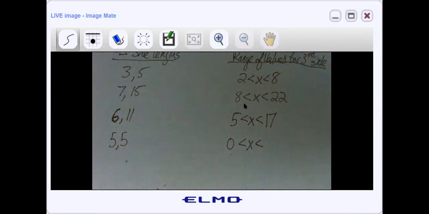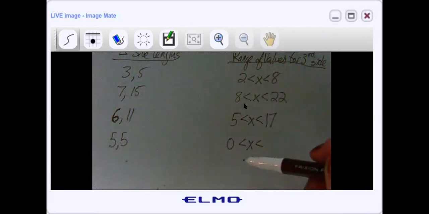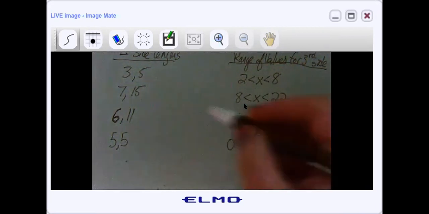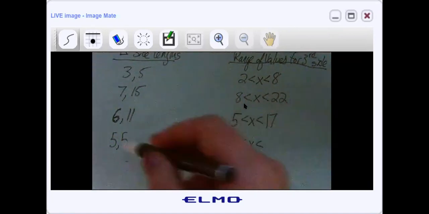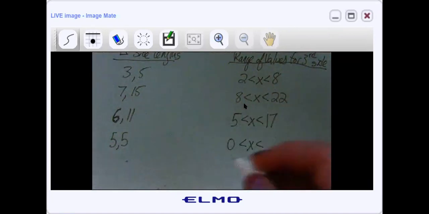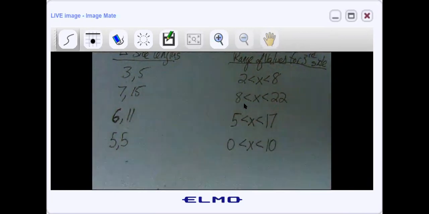Even if you didn't pay attention while I was doing the first part, I've done 4 examples right here. The first number comes from subtracting these two. The second number comes from adding them. So 10 is the number I'm looking for here.